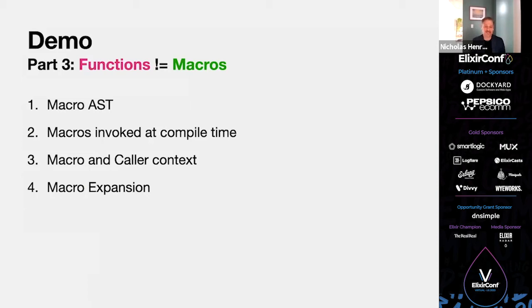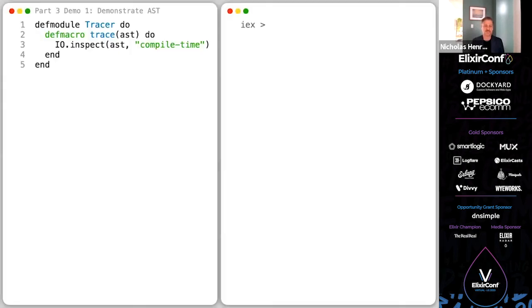All right, so let's look at another demo. Here we're going to look at macros and that they accept an AST. We're going to look at macros, the fact that they're invoked at compile time. We'll look at this context and then this idea of expansion. So we're going to start off with looking at the AST. We have a module here, the tracer module. We've modified it a wee bit where we're going to output a message inspecting the AST at compile time.